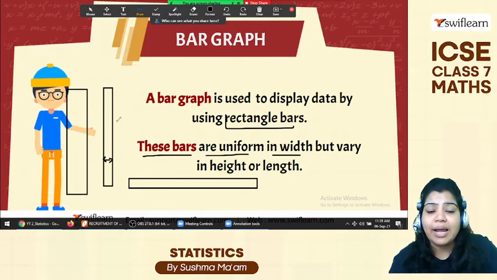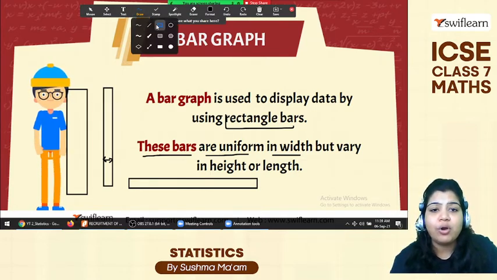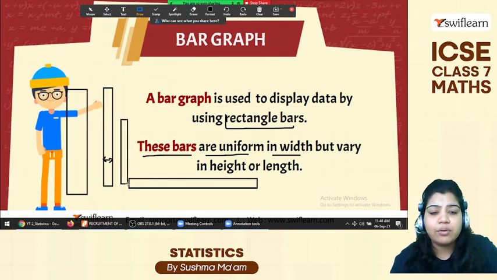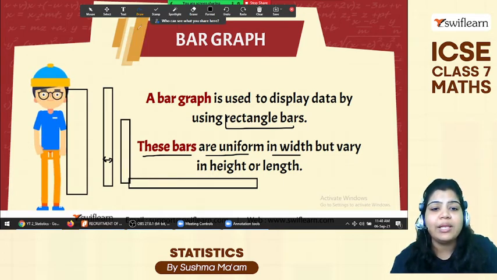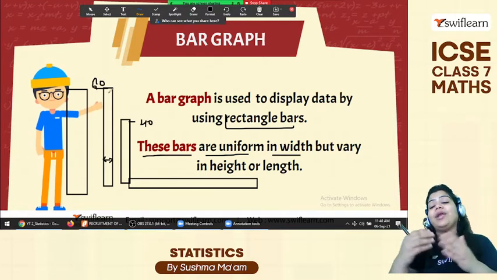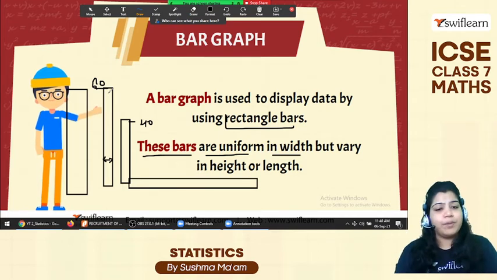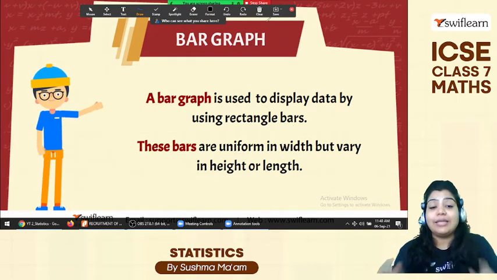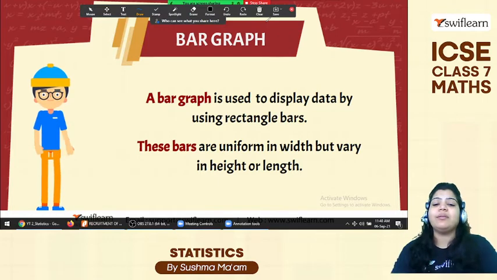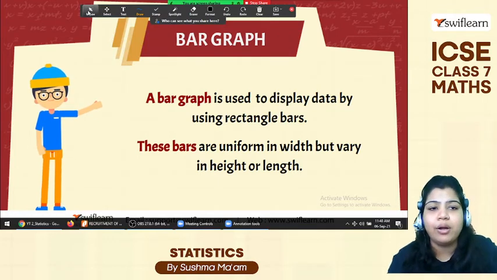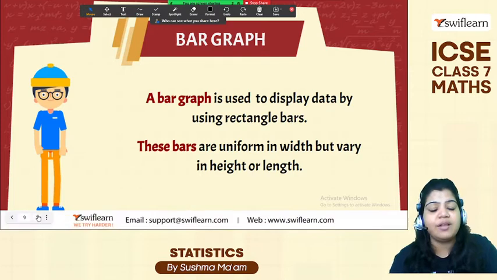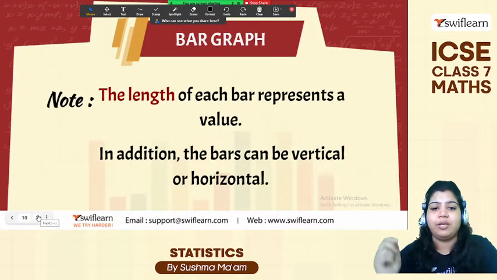So why do they vary in height or length? Because maybe one is short, one is large, so it shows the value. It may show some 40, it may show some 60. So according to the value, the height or length of the bar changes. That's why they are uniform in width but vary in height or length. These are the two points you have to remember in your mind.